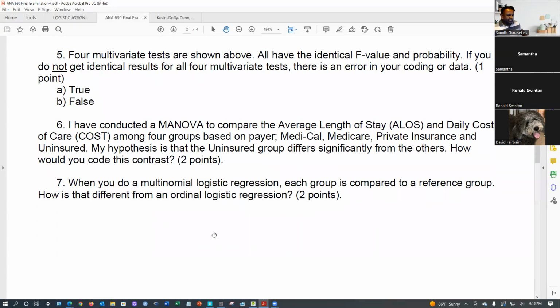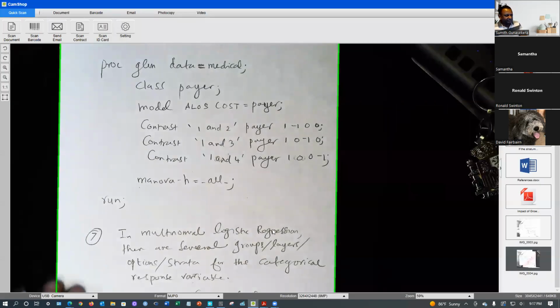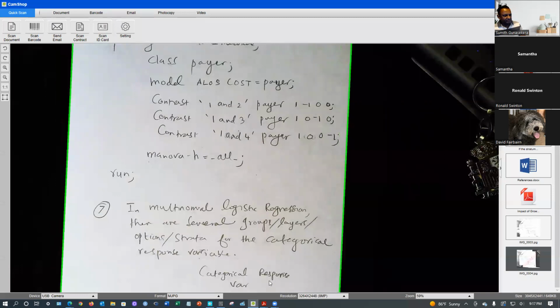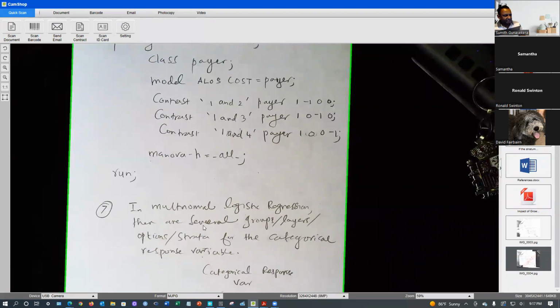When you do a multinomial, I didn't go to that one, but tomorrow we're going to do that in detail. For the time being, in multinomial logistic regression, each group is compared to a reference group. How is that different from an ordinal logistic regression? Multinomial means for y, you have more than 2 options. I'm talking about the y variable. In multinomial logistic regression, there are several groups, layers, options or strata for the categorical response variable.